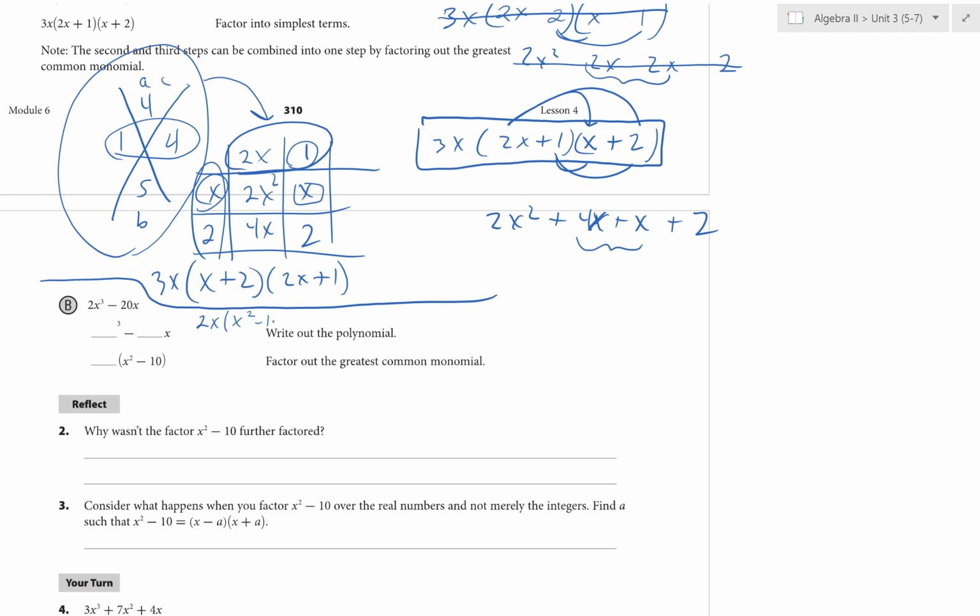X squared minus 10. And so we have 2x times x squared minus 10. And that is factored completely. X squared minus 10 cannot be factored. And so that is it. That's factored completely now.